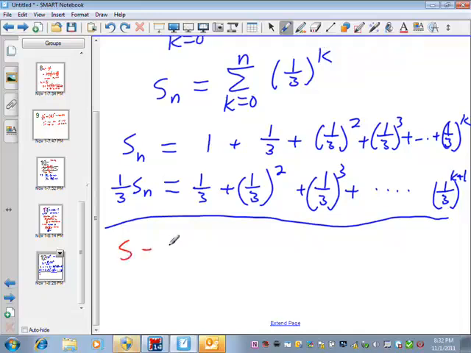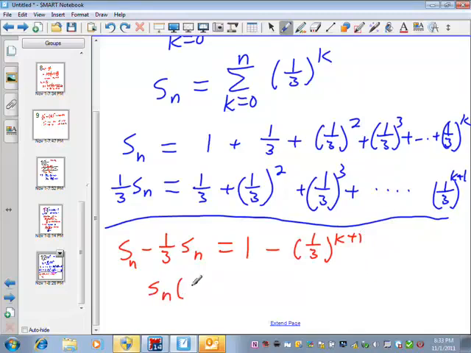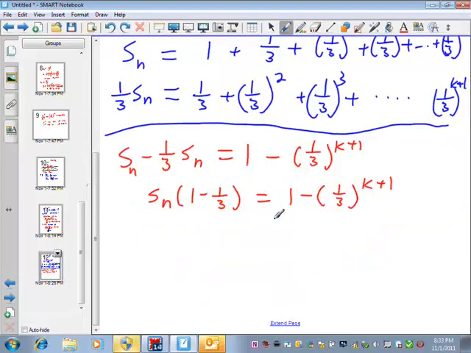I'm going to subtract. S of n minus 1/3 S of n is what? Tons of things cancel. What's left? 1, that's right. They each have something in common over here. S of n times 1 minus 1/3. I'm not going to combine 1 minus 1/3 yet, only because when I give you the extra credit, it'll be easy to just go ahead and mimic what I'm doing here.